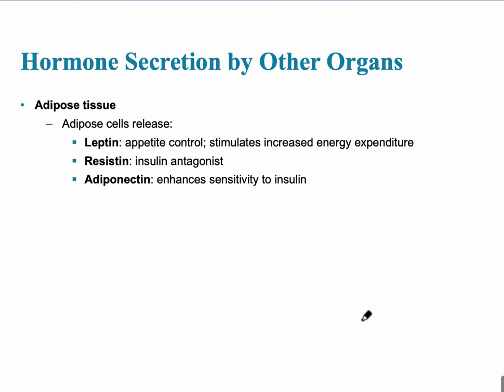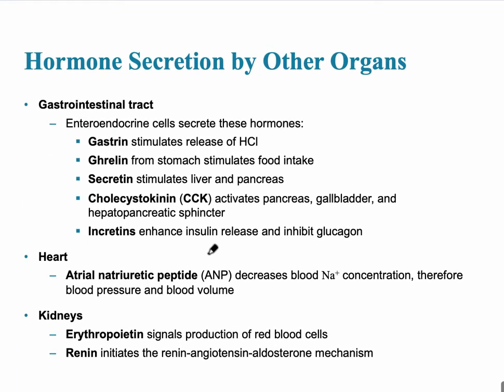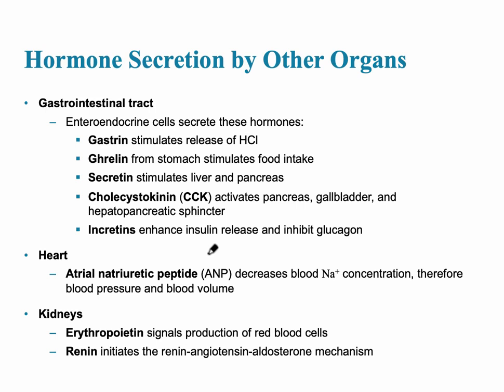So there's also other tissues throughout the body that aren't endocrine organs, but some of the tissue produces different hormones. So one example is in adipose tissue, there's a hormone called leptin, which stimulates increased energy expenditure, and it's also for appetite control. Other examples of parts of the body that are not endocrine tissues, but they have cells that are endocrine in function, are shown here.